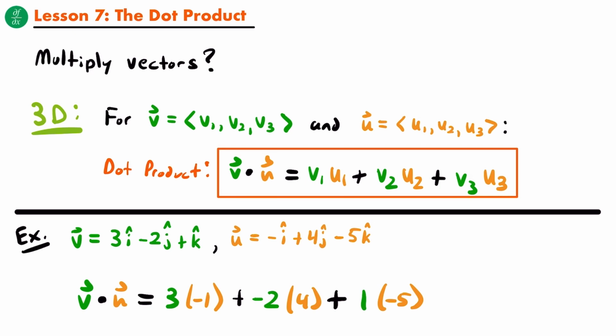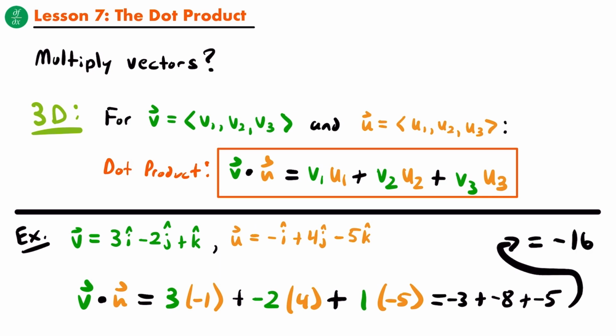Okay, so now if we simplify, 3 times negative 1 is negative 3, so this is equal to negative 3 plus negative 2 times 4, which will be negative 8, and then we'll add that to 1 times negative 5, which is negative 5, so we'll have plus negative 5. And negative 3 plus negative 8 is negative 11, plus negative 5 is negative 16. So the dot product is equal to negative 16. And as you can see, that is a scalar value. Negative 16 is not a vector, it's just negative 16. It's a scalar. That is the result of multiplying vector v by vector u via the dot product.